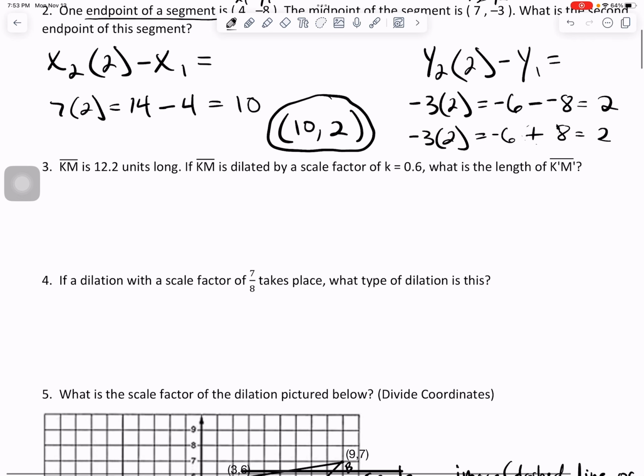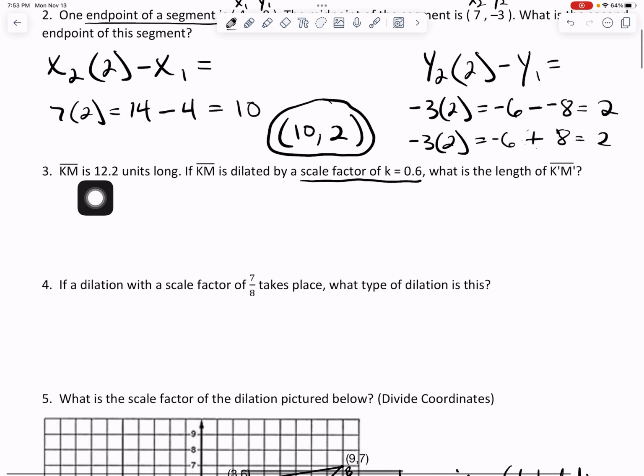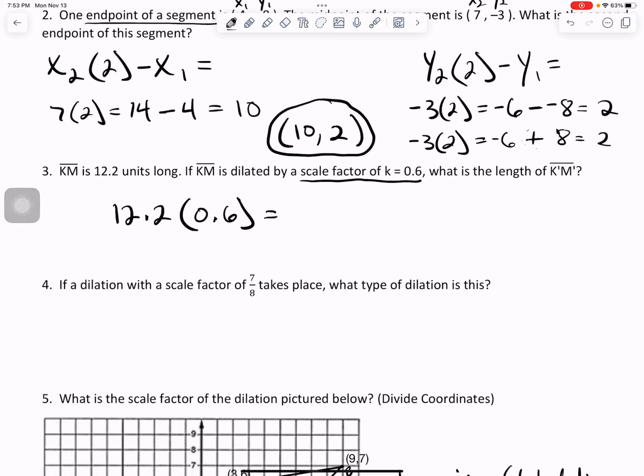For number 3, KM is 12.2 units long. If KM is dilated by a scale factor of k equals 0.6, scale factor is just a multiplier, all right? What is the length of K prime M prime? Well, KM is 12.2. And then if we multiply by our scale factor of 0.6, you get 7.32, and that is your K prime M prime.